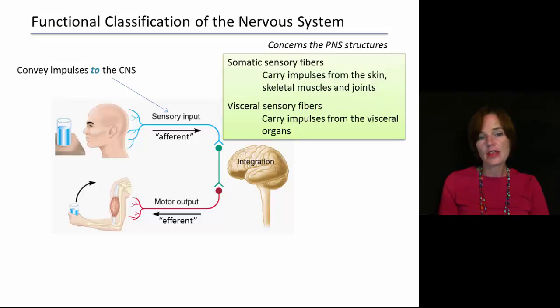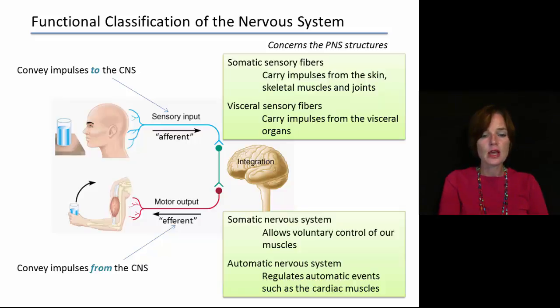And when we talk about that, we have somatic sensory fibers. They carry the impulses from the skin, skeletal muscles, and then also from the joints. And there's also going to be visceral sensory fibers, and they're going to carry impulses from the visceral organs. So that's the sensory input, so things that are coming in and being carried to the central nervous system. Then that is going to be integrated in the central nervous system, and then we have the output part, which we call the efferent part. So this is going to convey impulses from the central nervous system so that we can respond to those impulses.